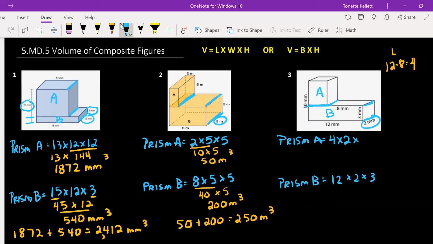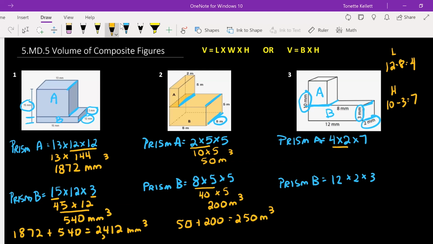The width would match this distance. Width is a 2. And the height, we are given 10 for the whole amount and 3 for this amount. So we're going to have to do 10 minus 3 to get the height, which would be a 7. All right. Now we're ready to solve.